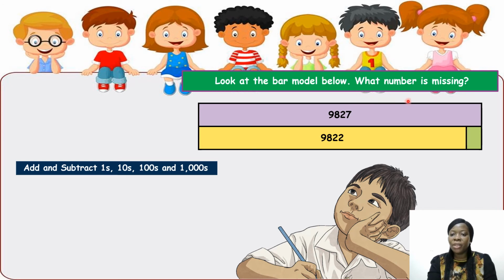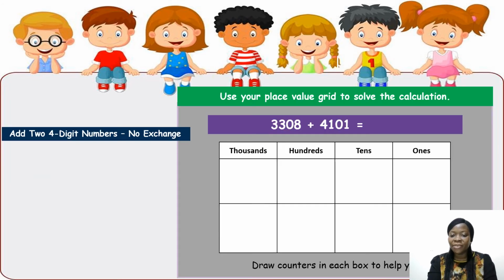Now, look at the bar model below. What number is missing? Remember, we are revising now, adding and subtracting ones, tens, hundreds, and thousands. So we have 9,827, and below it, we have 9,822. What number is missing? Pause the video and have a go. Welcome back. How do we find this number? We are going to subtract the number below from the number above because the number below is less than the number above. And when we subtract, what do we have? We have 5. So the missing number is 5.